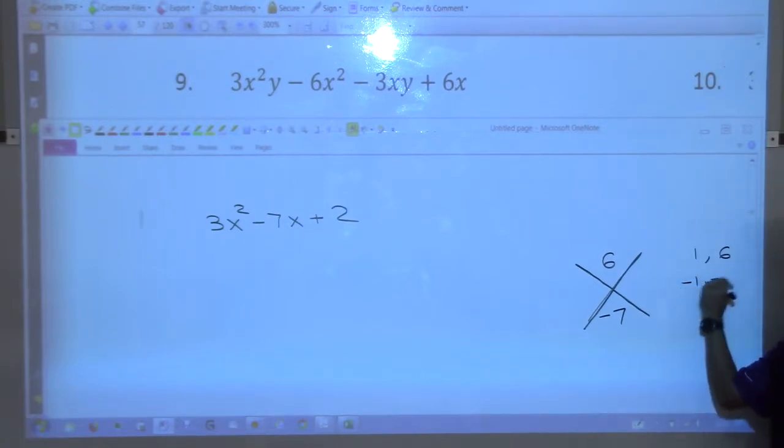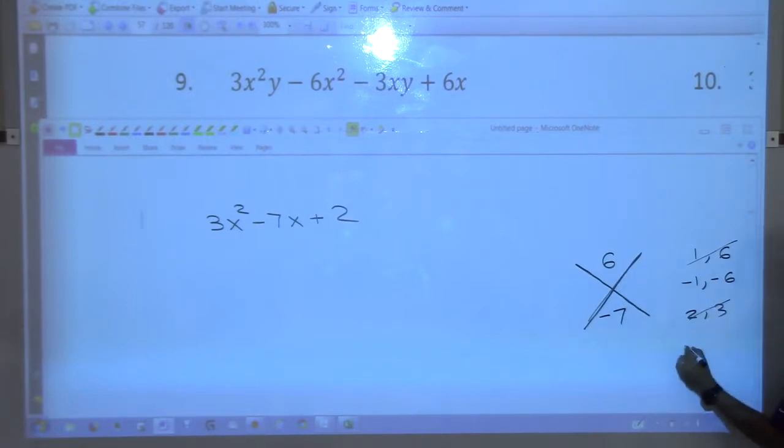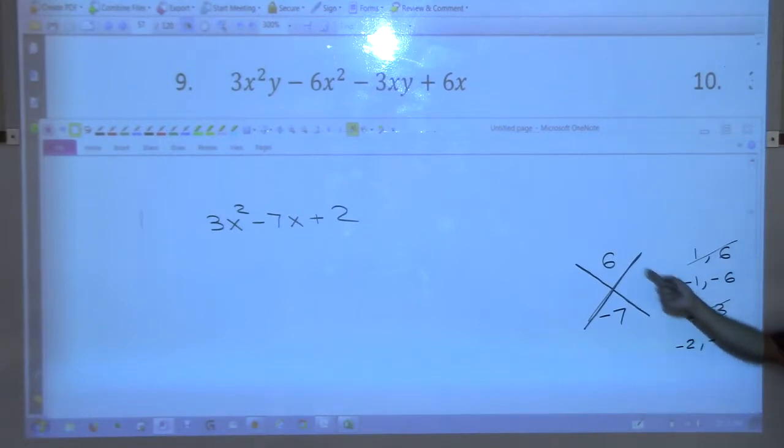What if it's negative 1 and negative 6? Do they still multiply to be positive 6? Yes. Do they add up to be negative 7? Yes. Do you see that? Now let me just show some other ones that we could have tried here. 2 and 3, right? This one didn't work. 2 and 3 multiply to be 6, but what do those add up to be? 5. That wouldn't work. I could have gone negative 2 and negative 3. That still multiplies to be positive 6, but what does that add up to be?